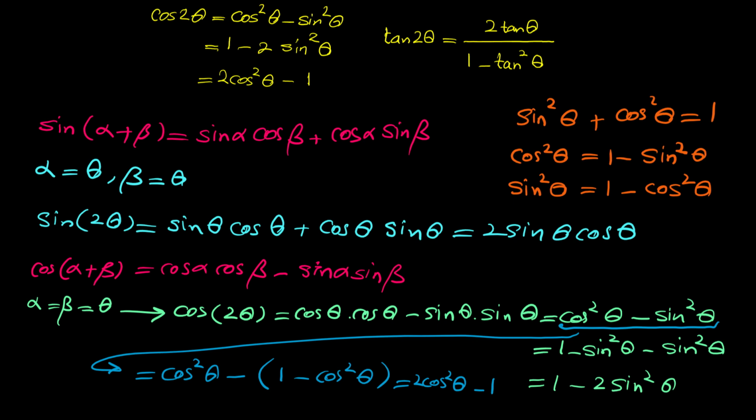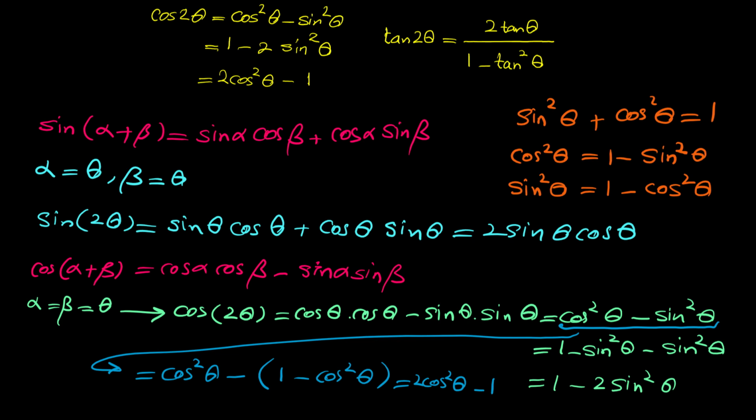So as you can see, the cosine 2 theta is basically this, but this can be written in these 2 other forms. So this is not 3 formulas. This is basically 1 formula that is written in 3 different forms.